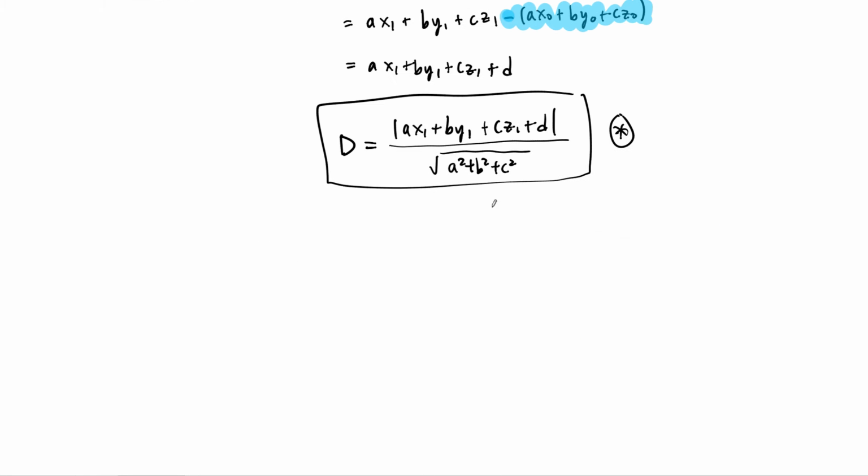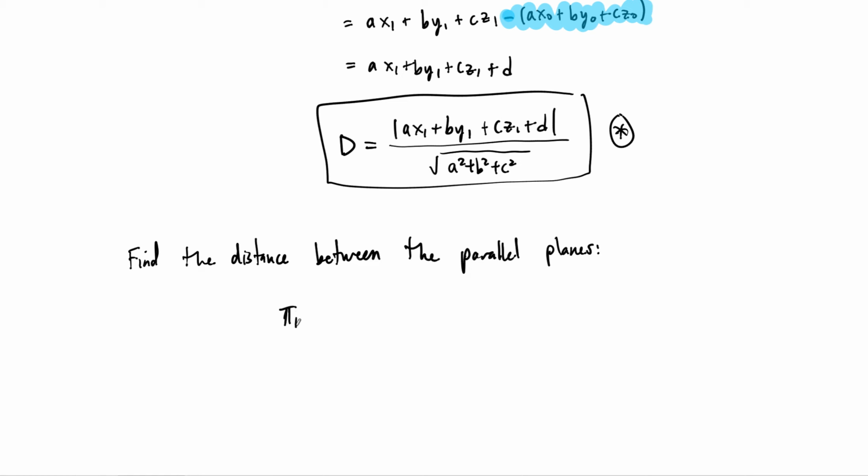All right, let's use this to solve this problem. So I want to find the distance between two planes. And those planes must be parallel or else the question doesn't make sense, right? Between the parallel planes. And I'm going to write the equations of these planes down. So plane 1, pi 1, has equation 2x minus 3y plus z equals 4. And plane 2 is going to be 4x minus 6y plus 2z equals 3.